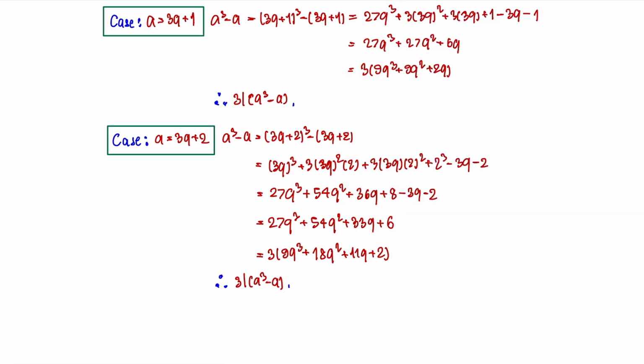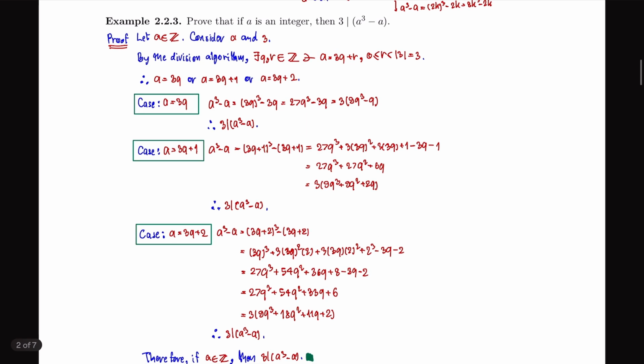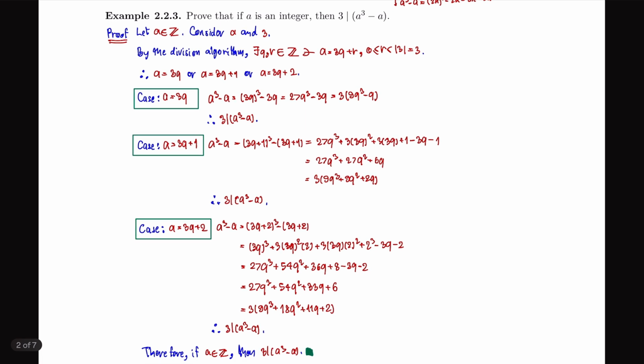All right, therefore, if a is an integer, then 3 divides a cubed minus a. So this is how to use divisibility to prove this example. That's it for today, and see you in the next video.